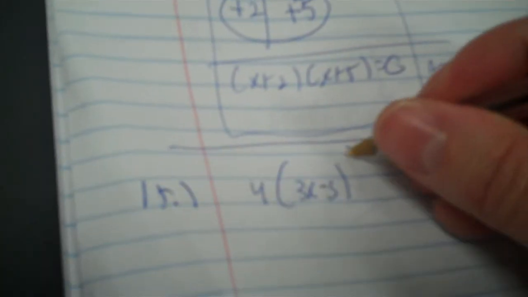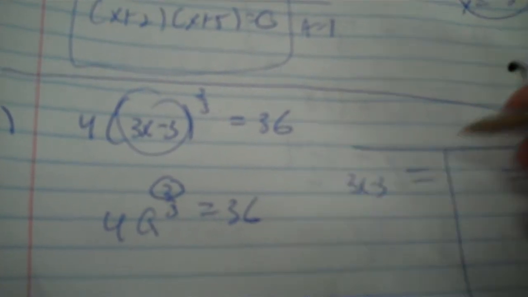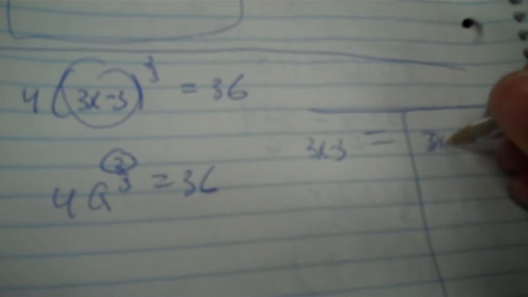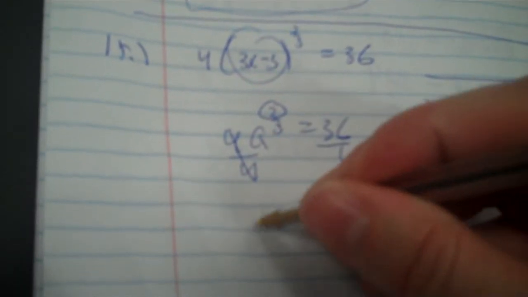Okay, number 15, we have 4 times 3x minus 3 to the power of 2/3 equals 36. We need q. 4q to the 2/3 power equals 36. Now that 2 is the part of the power you look at, and it's even, so again you're going to need both sides. So 3x minus 3. Then you're going to divide by 4. That takes you to 9.